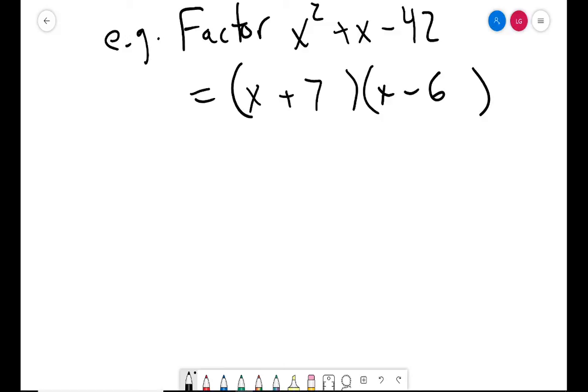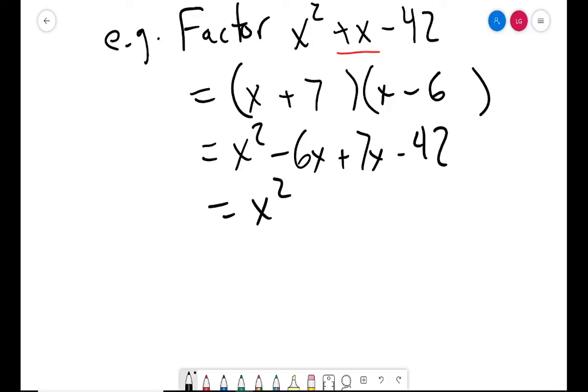How do I pick which one? Well, it's a positive x, so I need the 7 to be positive. Let's double check. Looking good. So this is the factored form of this.